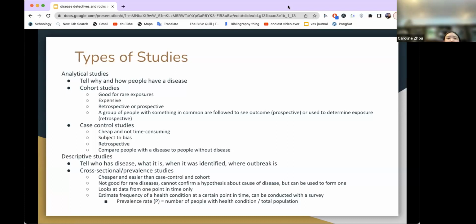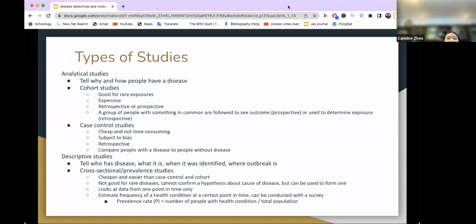Case control studies are cheap and not time consuming, but they are subject to bias. And they're only retrospective. They basically compare people with a disease to people without a disease. So they compare what the infected people did and what the non-infected people did not do to try to determine how the infected people were infected. But it's subject to bias because people can remember things wrong.